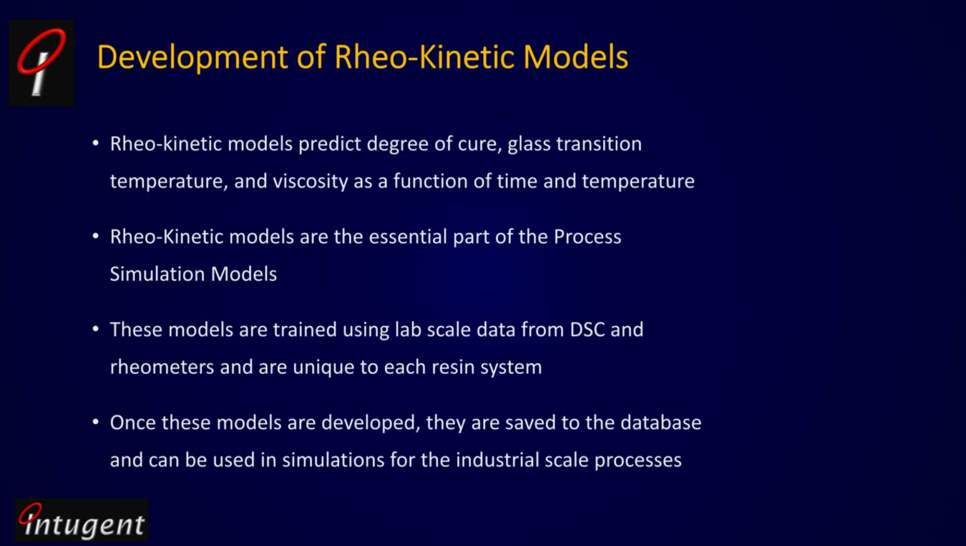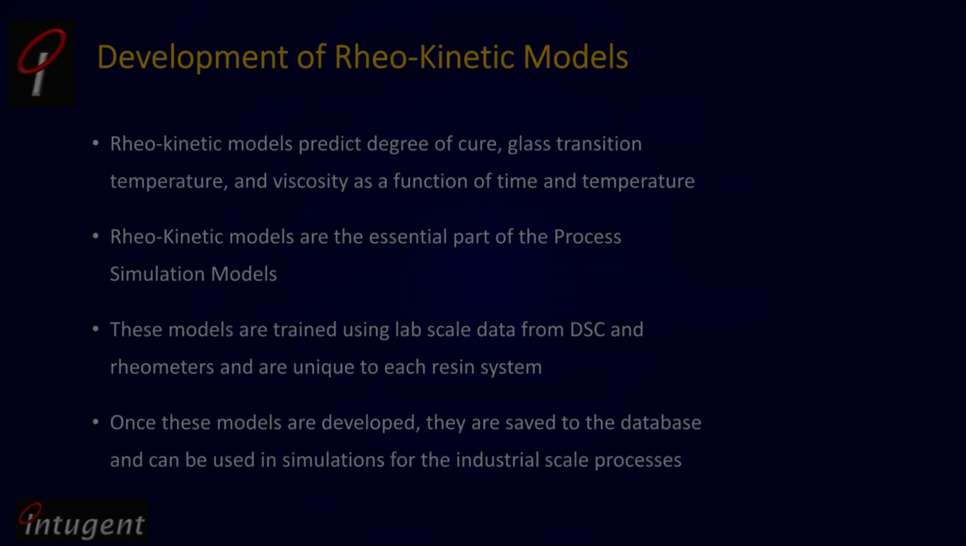The process simulation models take their information about reaction kinetics and viscosity from rheokinetic models. The rheokinetic models are unique to the resin system and must be developed for every new resin system. Once developed, they can be saved to the database for use in industrial process simulations. I-Rheo makes it simple and straightforward for researchers to develop these models. They do not need to have any background in math modeling.